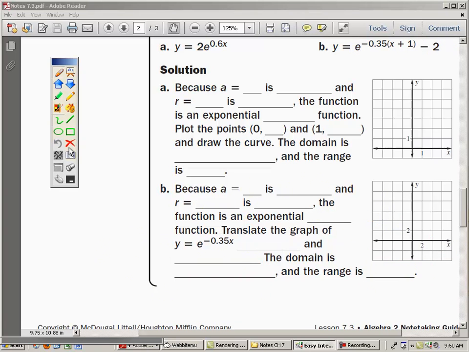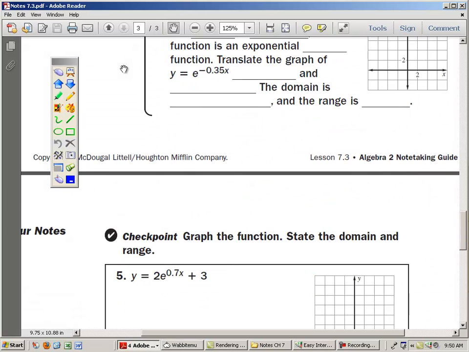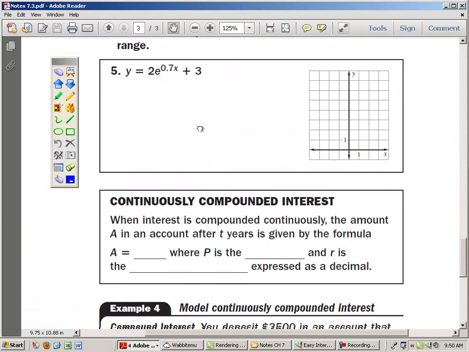All right, top of the next page is a checkpoint problem for you guys. Why don't you give that a shot for me? And we'll be right back with a solution.